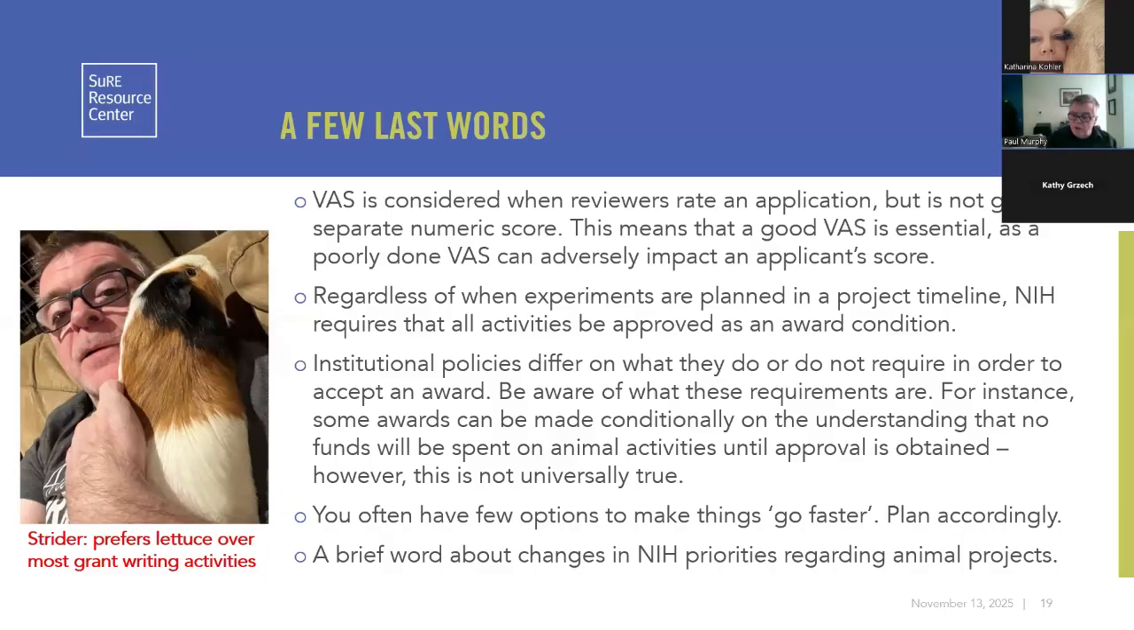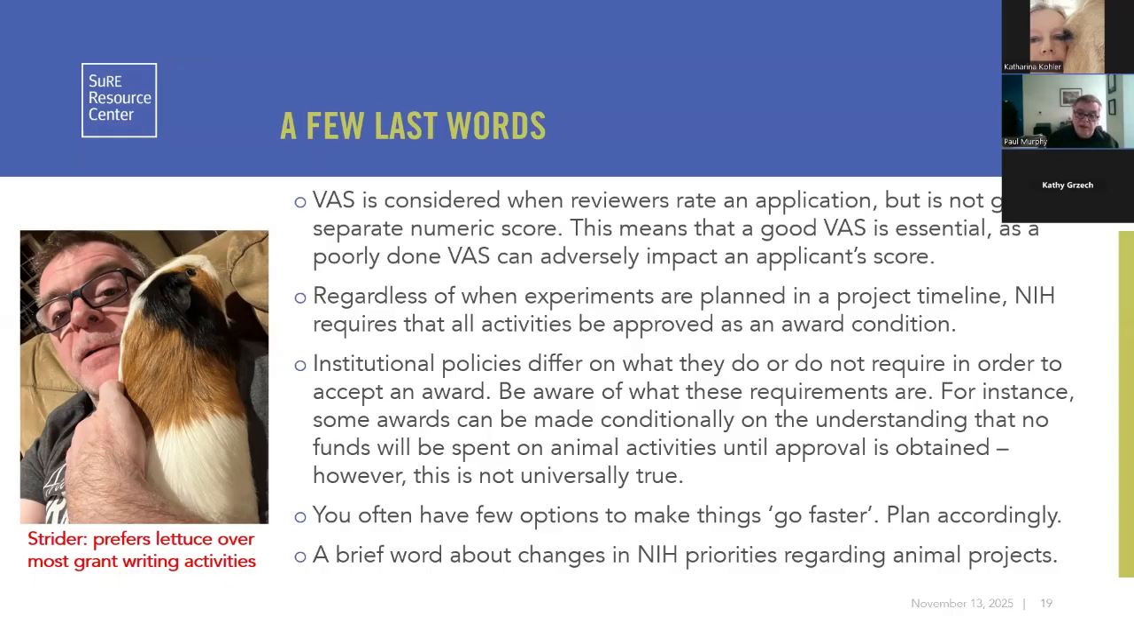Regardless of when you are planning experiments in a proposal, so if you have an R16 where you are not planning on doing animal studies until the fourth year, you still have to get all of your animal activities approved for the award to be made. So even though, for example, IACUC protocols often only last for 3 years and you have projects planned with animals in a fourth year, you still have to get those approved up front.